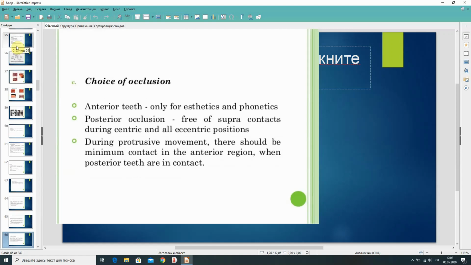Choice of occlusion. Anterior teeth only for aesthetics and phonetics. Posterior occlusion free of supracontacts during centric and or eccentric positions. During protrusive movement, there should be minimum contact in the anterior region when posterior teeth are in contact.